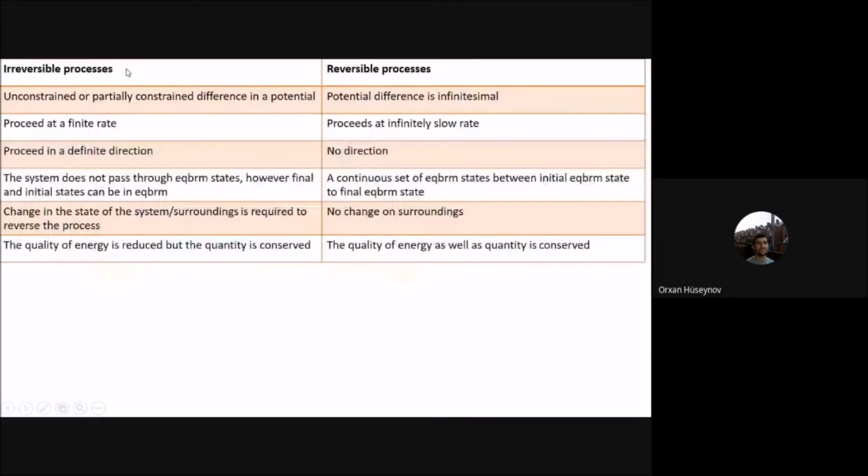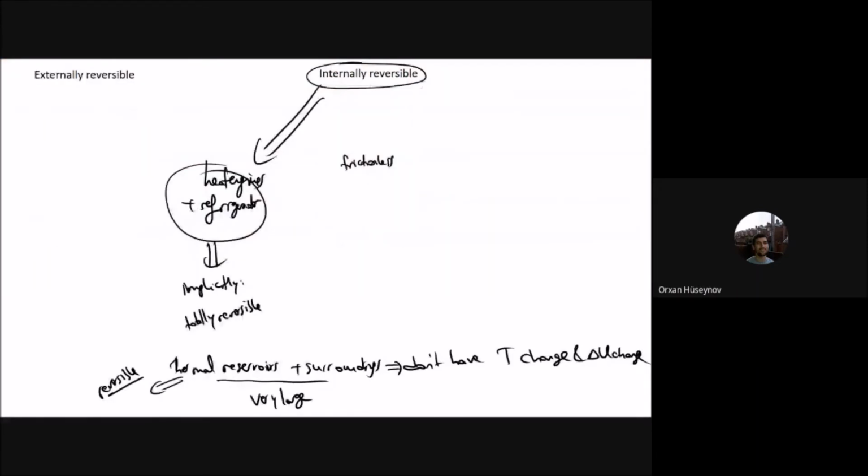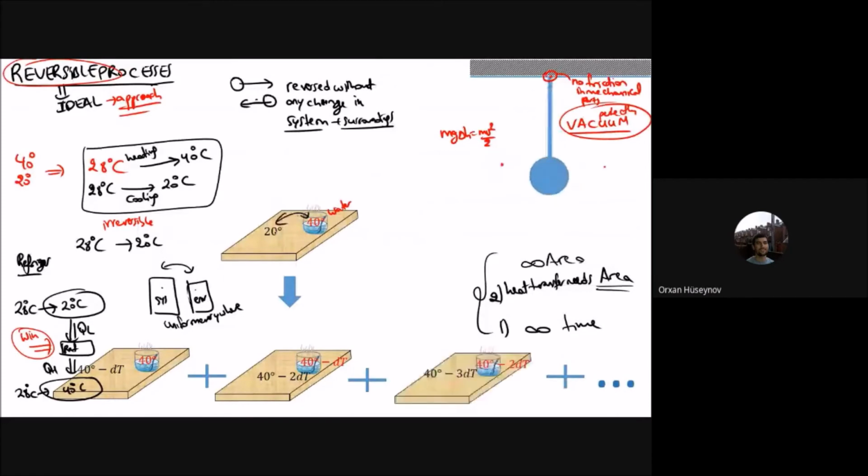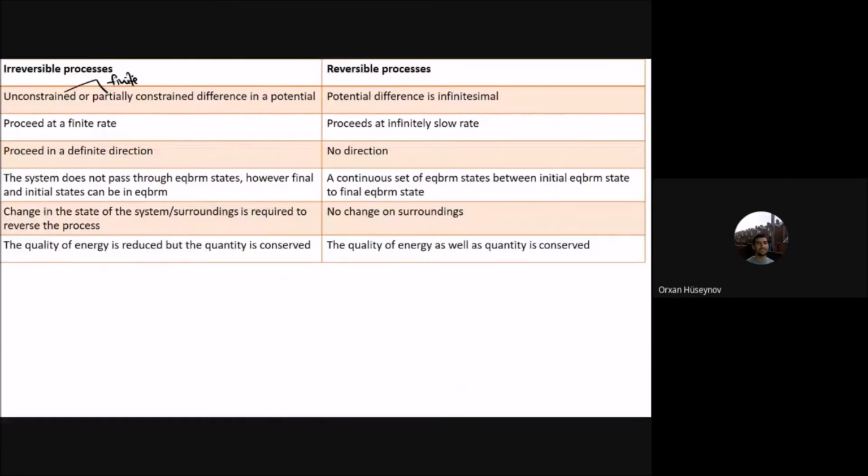And for the irreversible processes, what are the reasons for any irreversible process? It means that you will have a difference in potential, but this difference is finite, unconstrained, or partially you can say a finite difference. If you go back to here, for example, heat transfer, you can see there is a finite amount of heat transfer. The characteristic of the irreversible process is that it has a finite rate, but reversible processes have an infinitely slow rate. Why infinitely slow rate? Because the potential difference is very small.